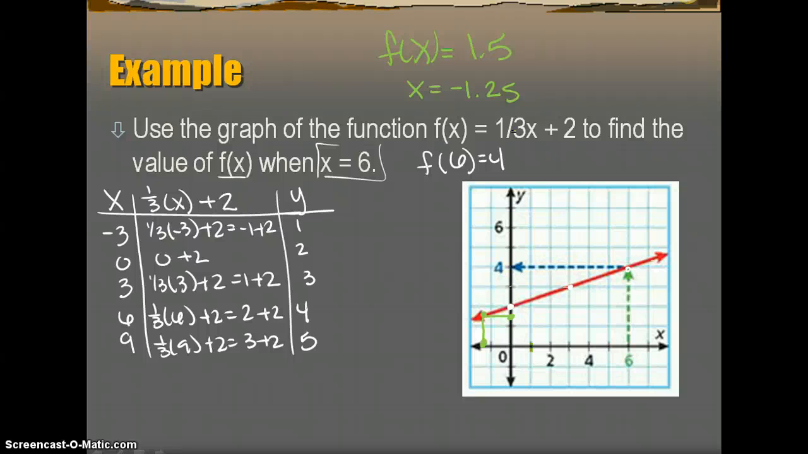So again, there are two different ways in order to do this question, and just make sure that you are paying attention to which is given and which you are trying to find. If you're given x, you're going to be going up or down first, and then left or right second. If you are given y, you would be going left or right first, and then up or down second, depending again on where your graph is at in reference to the value that's being given.